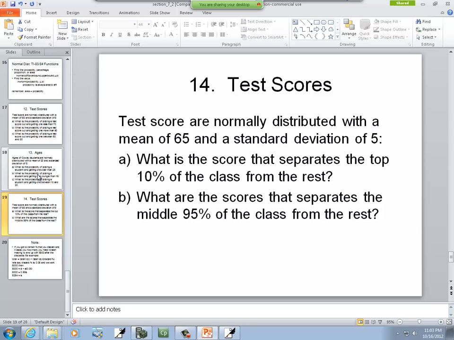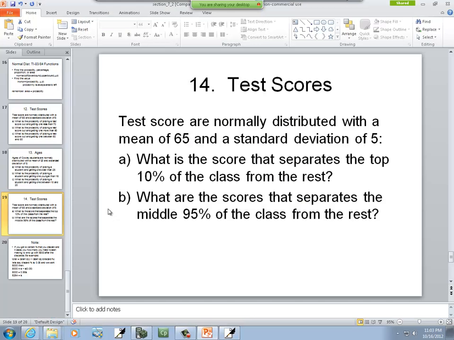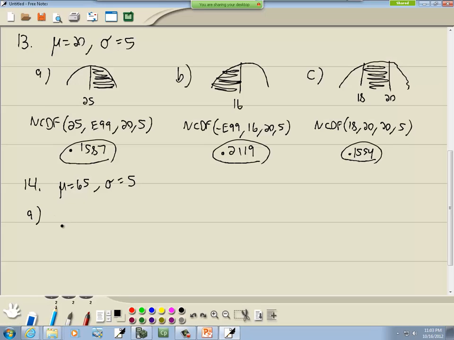Let's take a look at number 14. It says test scores are normally distributed with a mean of 65 and a standard deviation of 5. Now A says, what is the score that separates the top 10% of the class from the rest? So the top 10% of the class. They're telling us this is the 10%, and if that's 10%, this has to be 90%. And we're trying to find this value right here.